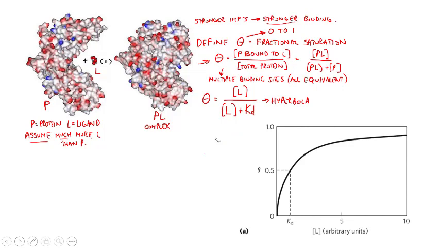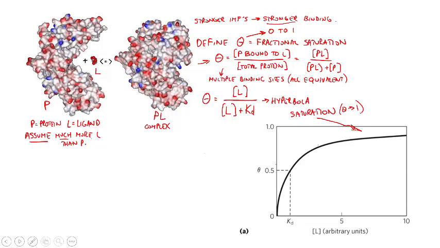So what do we see here? We see that as you increase the concentration of your ligand, you get closer and closer to theta equals 1, which means that you're getting closer and closer to every molecule of protein having L bound to it. So this is referred to as saturation. Saturation is the situation when your theta is approaching 1.